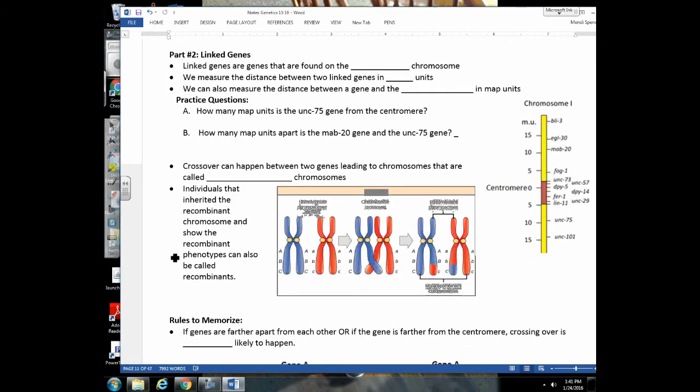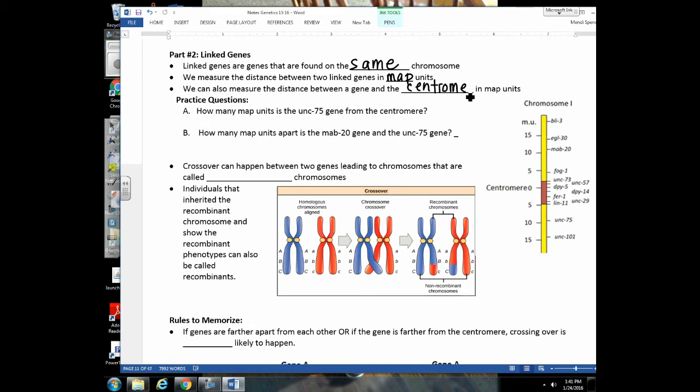When I'm talking about linked genes, I'm talking about genes that are found on the same chromosome. Since they're on the same chromosome, there's going to be a distance between them, and that distance is measured in something that we call map units. So we can measure the distance between two genes in map units. We can also measure the distance between a gene and its centromere.